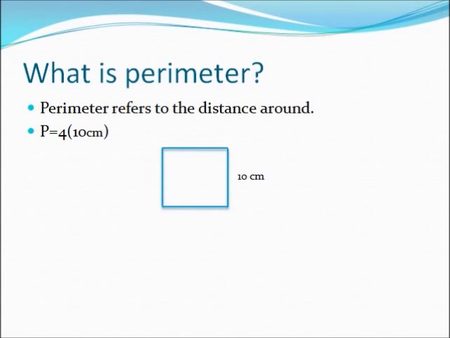S is 10 centimeters in this case. So my perimeter for this square is 4 times 10 because each side would be 10 centimeters long. Perimeter of my square is 4 times 10, which is 40, so my perimeter is 40 centimeters. Now I would like you to go and see if you can solve some perimeter problems on your own.